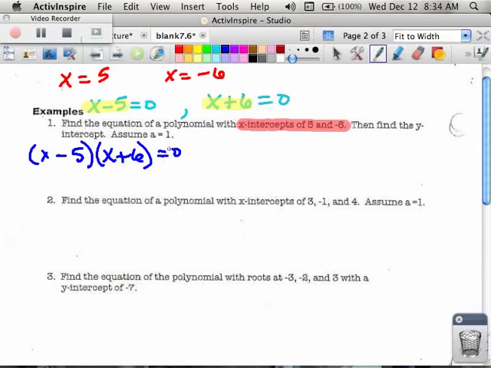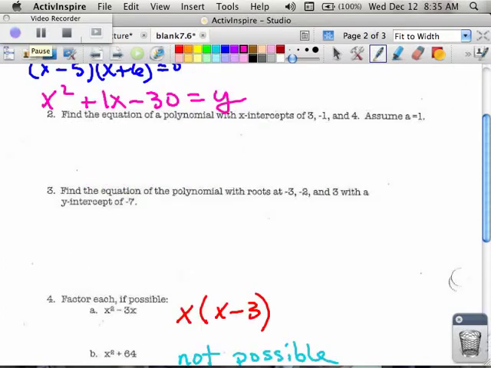So if I FOIL out that stuff, I get x squared, because x times x is x squared. The outers give me 6x. The inners give me negative 5x, for a grand total of positive 1x. And negative 5 times positive 6 is negative 30. And this is my equation.